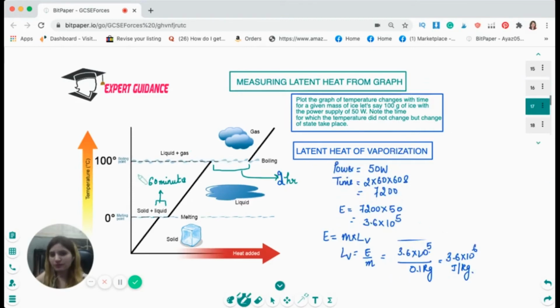Similarly, we can work out the vaporization, but time this time is 120 minutes, which is 7,200 seconds. And energy would be 7,200 seconds times 50. And then we can work out the latent heat of vaporization by taking this energy divided by the mass. And that gives us 3.6 times 10^6 joules per kilogram. So in the exam, they can ask you to measure the latent heat from the graph or from the numerical data given to you, and you should be able to do both of them.